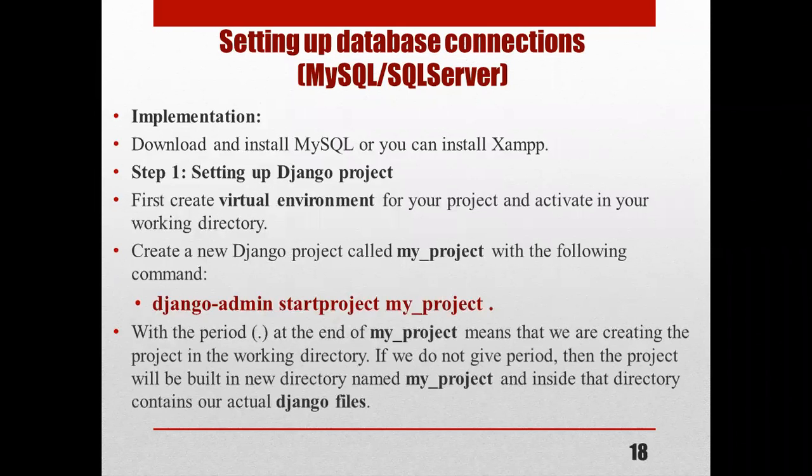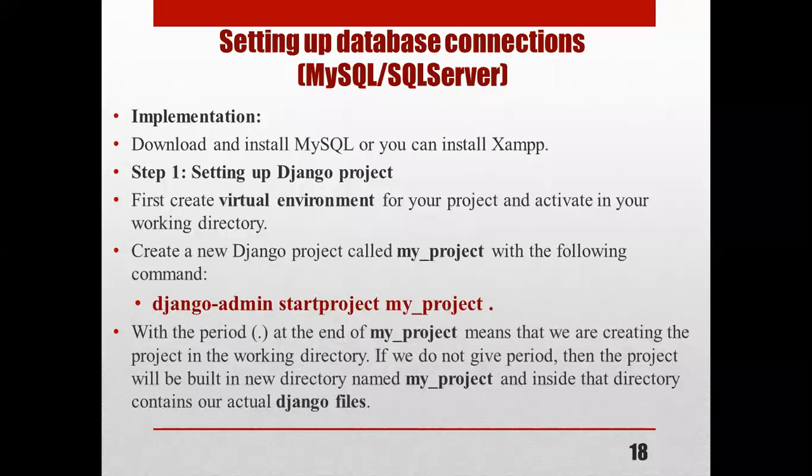Here are the implementation steps for setting up the database connection with MySQL. For that, we have to download and install MySQL on our system, or we can install the XAMPP server. There are a few steps for setting up the database connection between Django and MySQL.